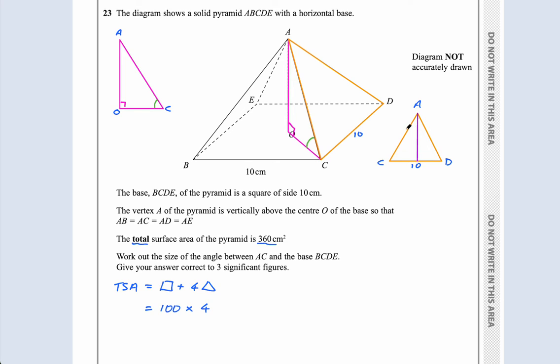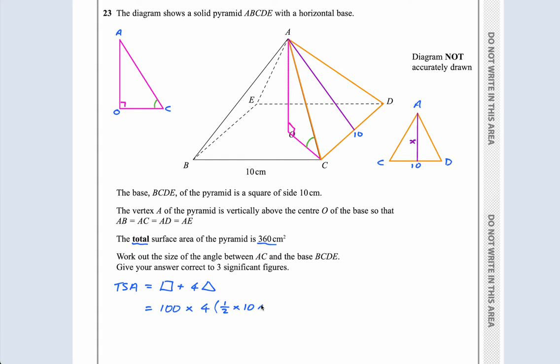So let's call it, I'm actually not going to call it H for height, guys, because that might confuse people with this height. That's the height of the pyramid. Let's just call it X. So that is X, and it's this length here in 3D. So this is X, so it's 4 times, my formula here is 100, that's the square, plus 4 times the area of a triangle. Now the area of a triangle is a half times base, which is 10, times height, which is X.